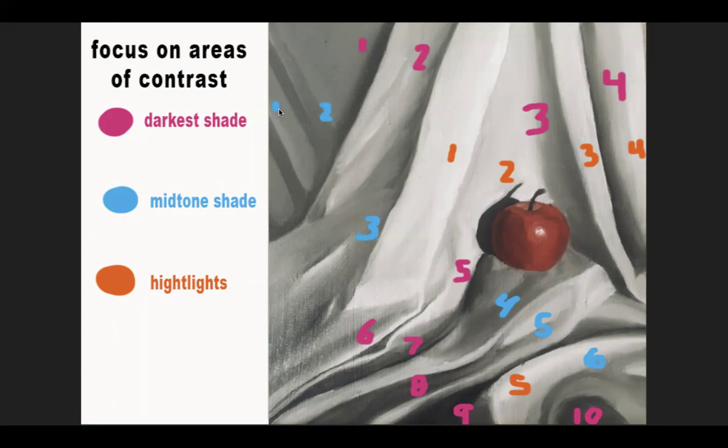So I'm focusing on how many different areas of shadow there are, and I have counted them. There's 10 big key dark shadows. Then I go to my midtone and I count 1, 2, 3, 4, 5, 6 big midtone shadows. And for highlights, I can count 1, 2, 3, 4 really obvious highlights.